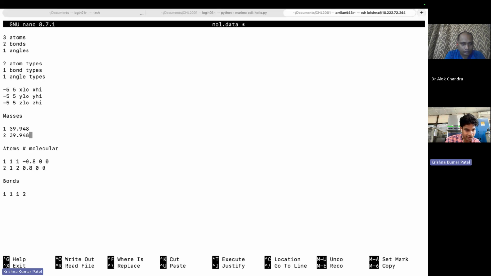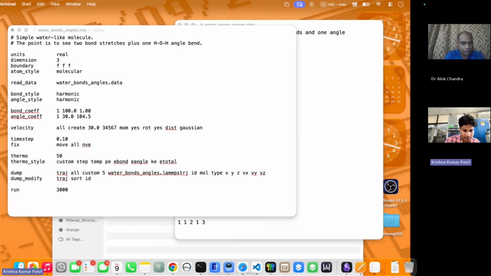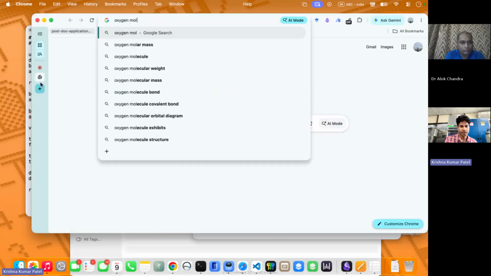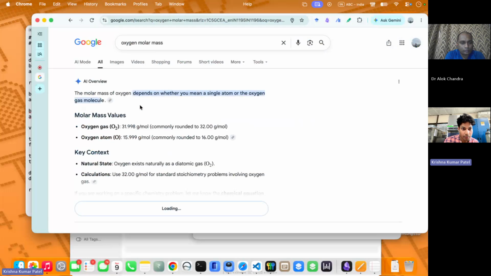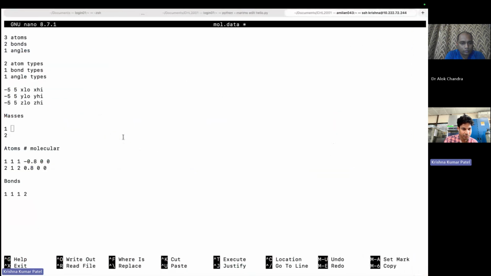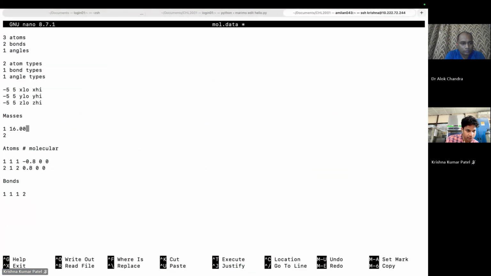For masses, let's just say that type 1 is oxygen. For oxygen, let's get exact numbers. Oxygen molecular weight, I'll just give it 16.00. And then for type 2, which is hydrogen, 1.008, I guess. So that's basically masses, right?